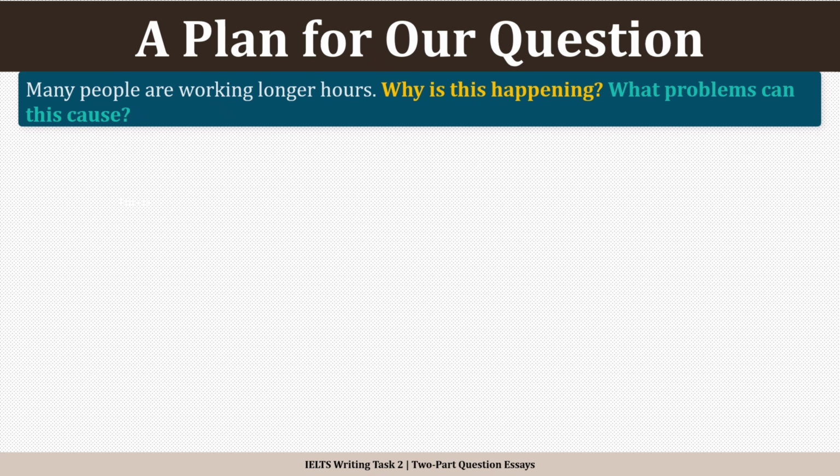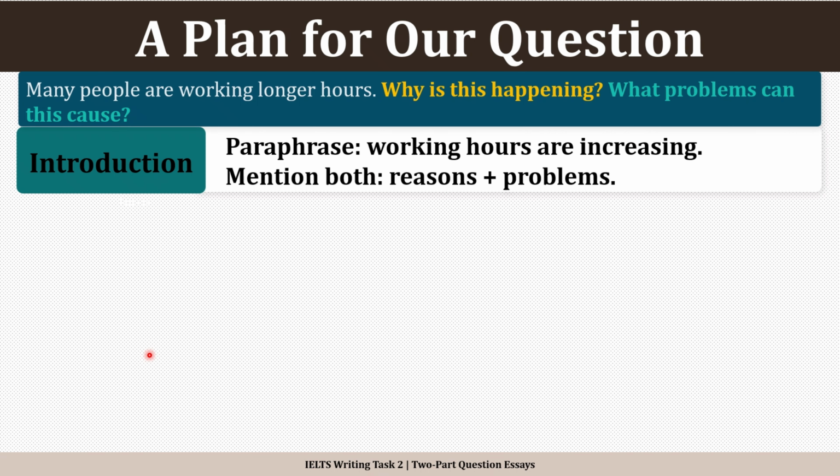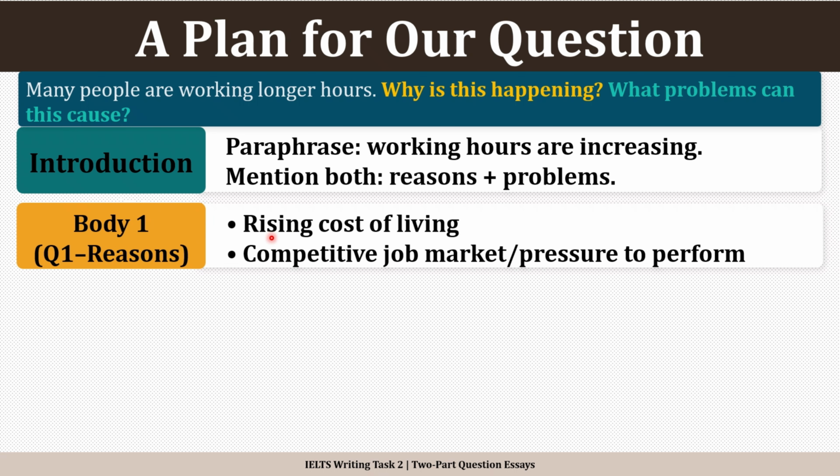Now let's look at this big picture. Before we worry about writing sentences with PEEL later, we need to decide what ideas we are actually going to write about. So let's put everything together by creating a quick essay plan. In the introduction, we'll paraphrase the statement about increasing working hours and mention that we'll discuss both reasons and the problems. For body paragraph 1, our 2 main reasons are the rising cost of living, which encourages people to earn more money, and increasing competition in the workplace, where employees often feel pressure to perform.